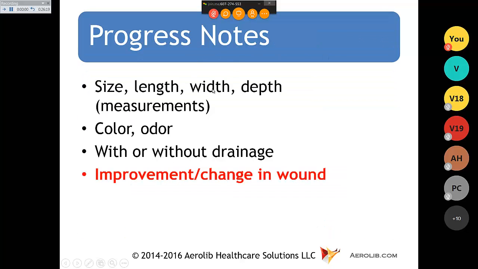Now in the progress notes for cellulitis, and this is something we talk about every day, we do reviews for cellulitis pretty much every 1 or 2 days, and our discussions with the providers always include, please document size, length, width, depth, color, odor, with and without discharge, improvement or change in wound with every subsequent day. That is the basics of cellulitis documentation, not only for H&P or discharge, but for progress notes.